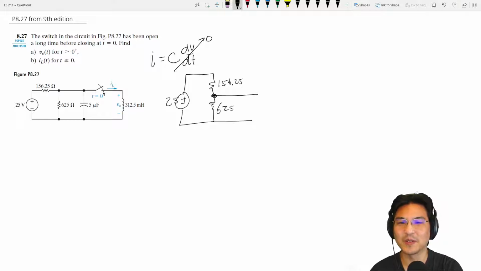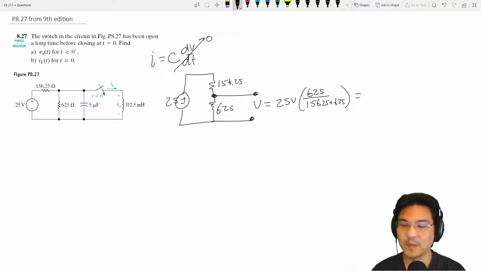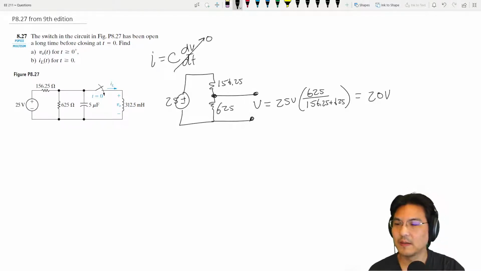So the voltage from here to here would be 25 times 625 over 156.25 plus 625, right? It's a voltage divider. All right, let me pause and punch in the calculator. Okay, so that's 20 volts.